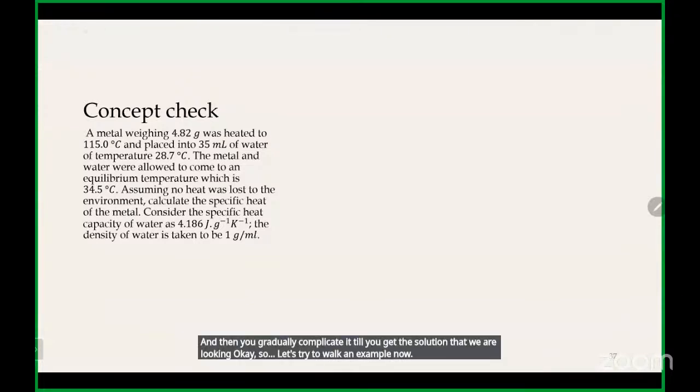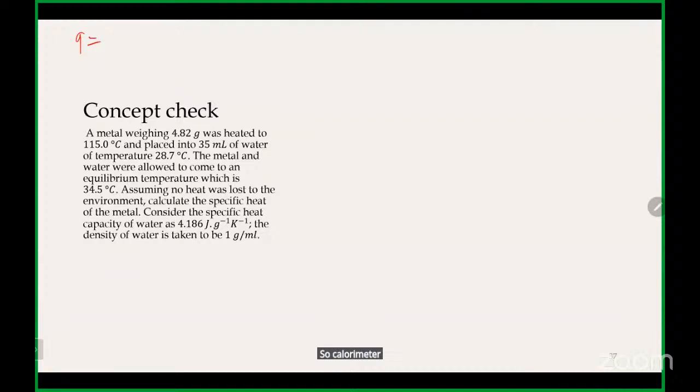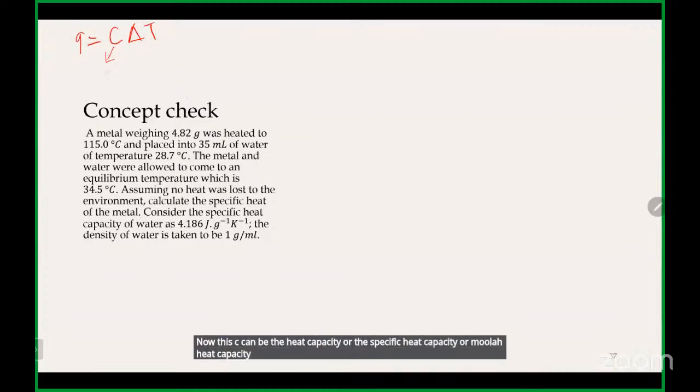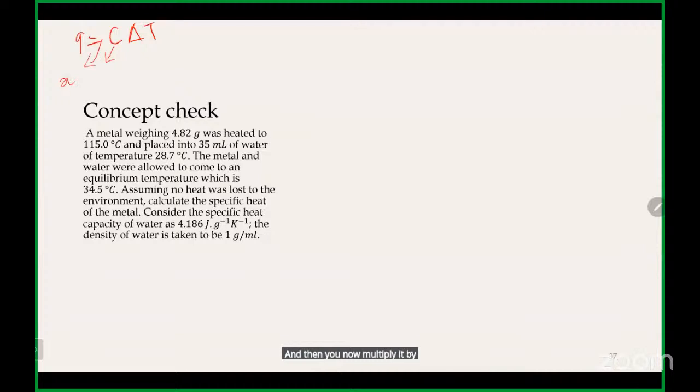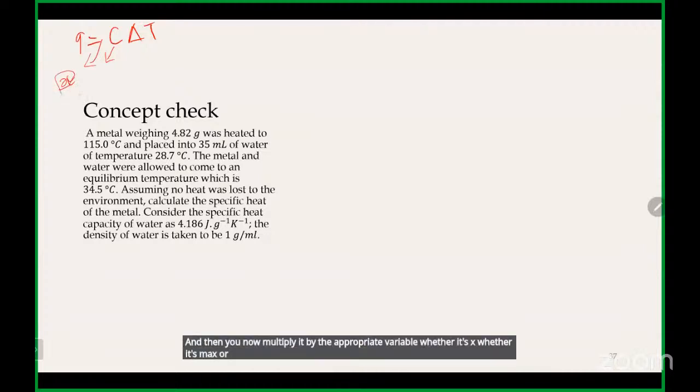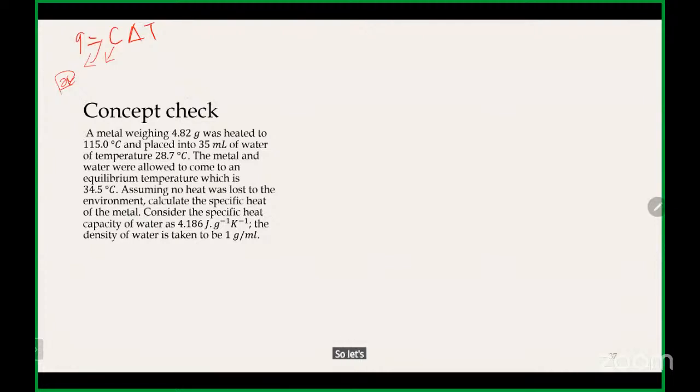So for a calorimeter, Q is C times delta T. Now this C can be the heat capacity or the specific heat capacity or molar heat capacity, depending on what you're working on. And then you multiply it by the appropriate variable, whether it's mass or number of moles. So let's work some examples.